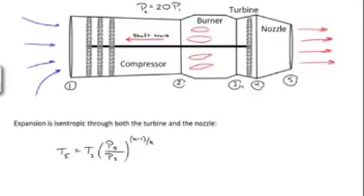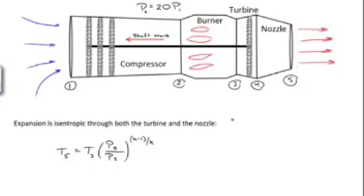So the expansion between 3 and 4, this isentropic expansion, results in shaft work leaving it, and the expansion between 4 and 5 results in the conversion of enthalpy at point 4 into kinetic energy at point 5, which we're really interested in for the design of this engine.